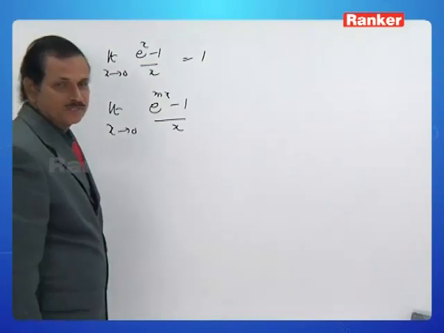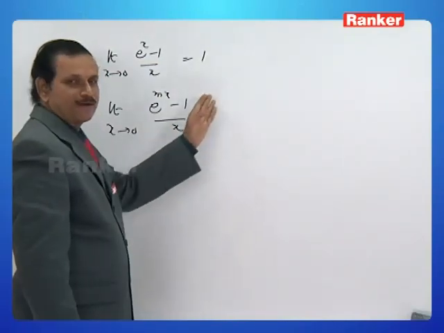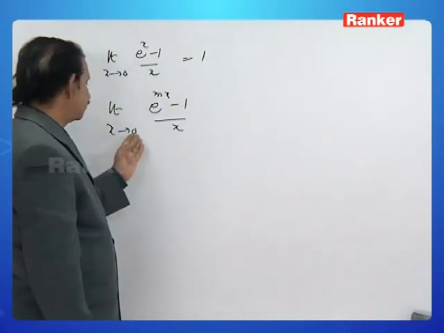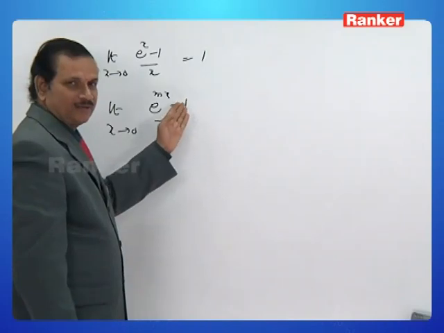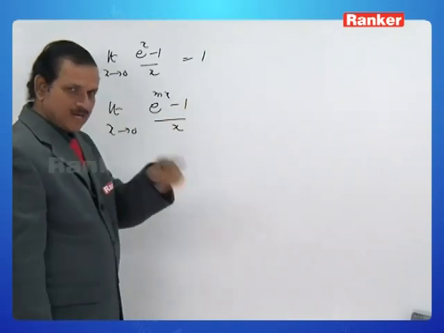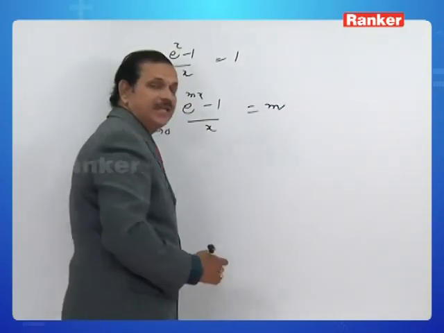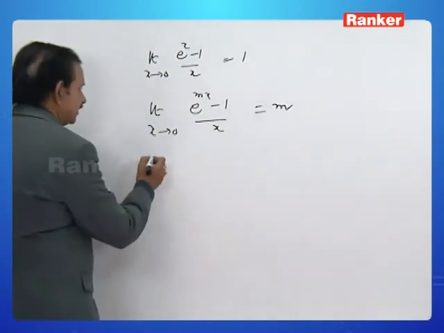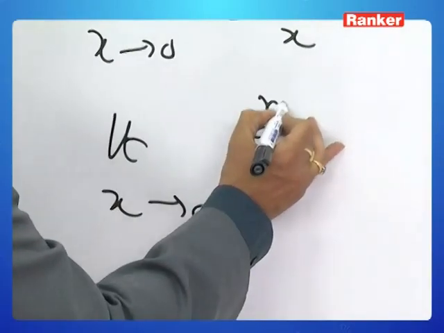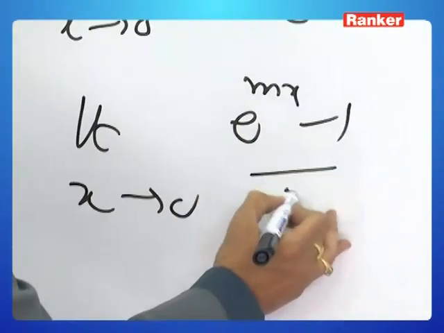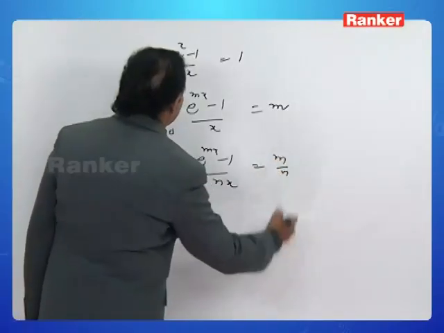What is about it? You multiply with m, both numerator and denominator. And here also, limit as mx tends to 0, e power mx minus 1 by mx is 1, into extra m. So the answer is m. Just like that, limit as x tends to 0, e power mx minus 1 by nx. What will be the answer? It is just nothing but m by n.